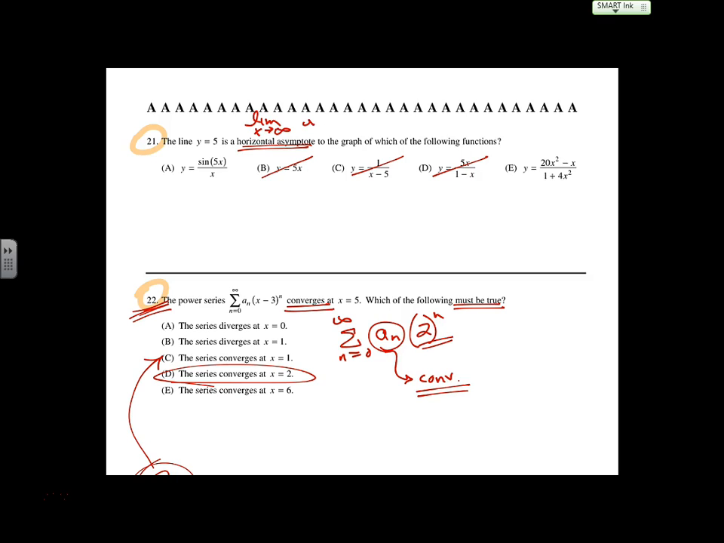Could be infinity or negative infinity. And that's 0 too, right? Yeah, that's the bottom line. 23.